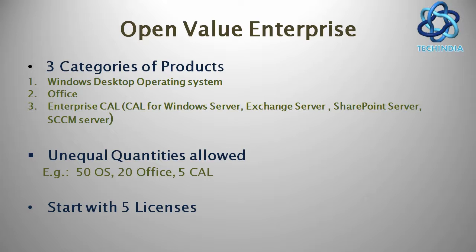Here you have three categories of product. Here also it combines Windows desktop operating system, Office, and Enterprise CAL. It consists of Windows Server license, Exchange license, SharePoint license, and SCCM license. Unequal quantity is allowed. What do you mean by unequal quantity? I have 100 PCs, I can purchase 50 licenses, more than enough. That's the reason why it is called non-company wide. For example, 50 OS, 20 Office, 5 CAL, client access license, like this. But minimum I should start with 5 licenses.